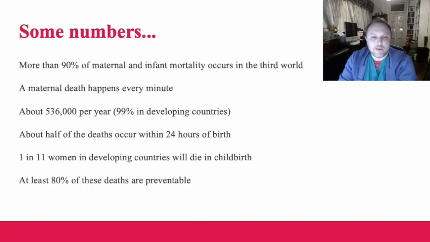So about 90% of all maternal and infant mortality occurs in the third world, and literally a maternal death happens every minute. Over 500,000 of these maternal deaths are in developing countries. About half the deaths for newborns or for mothers occur within about the first day of birth, meaning that access to birthing centers or hospitals, where some interventions could be afforded, could realistically save at least half, and probably much more than half. We think that 80% of these deaths are preventable.